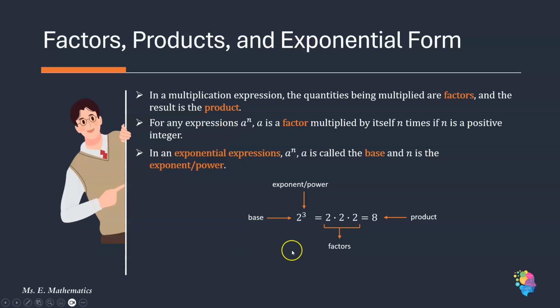Something like this. If you have a 2 as a base and a 3 as an exponent, this can be expanded by writing the 2 being multiplied times itself 3 times, because that's the exponent. When we multiply 2 times 2 times 2, that's going to give us an 8. So these numbers being multiplied right here are called the factors, and the 8, the result, the answer that we get when we multiply them, that is called the product. Okay, let's go do an example.